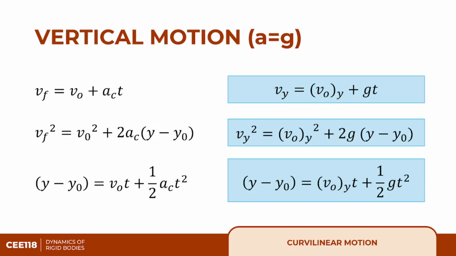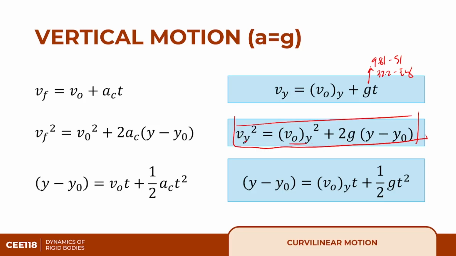Ito naman yung initial velocity at y component plus g, wherein g is 9.81 if we are dealing with SI, 32.2 naman if English. Okay? So, eto magagamit din natin yan. This is final velocity along y. This is the initial velocity along y square plus 2g (y minus y sub 0). Okay? And ito, most of the time ha, ito magagamit natin.